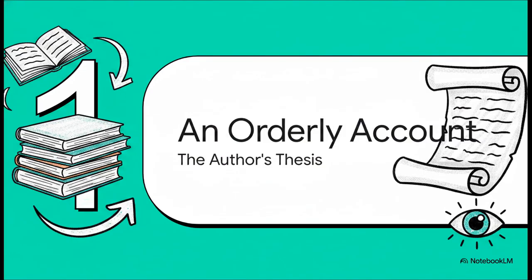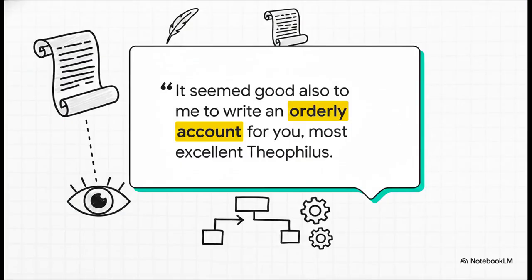Section 1. An orderly account. The author's thesis. To truly understand the mechanics of any ancient text, we gotta look right at the opening lines to catch the author's explicit goal. Notice this claim to methodology right at the top.